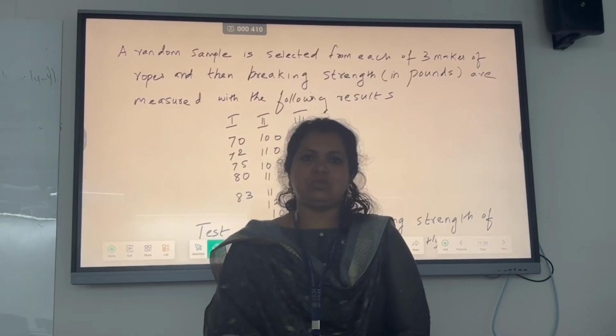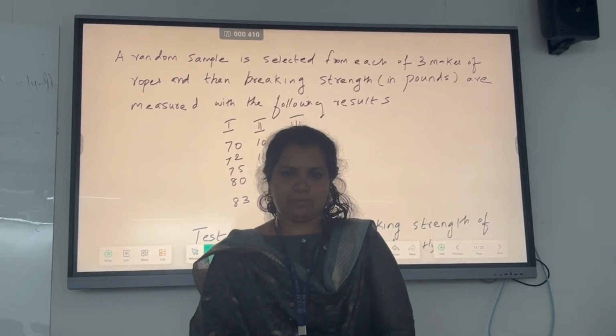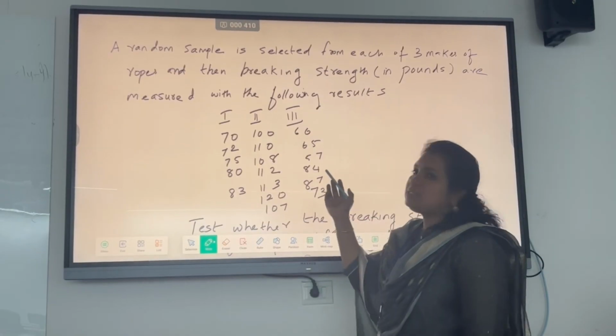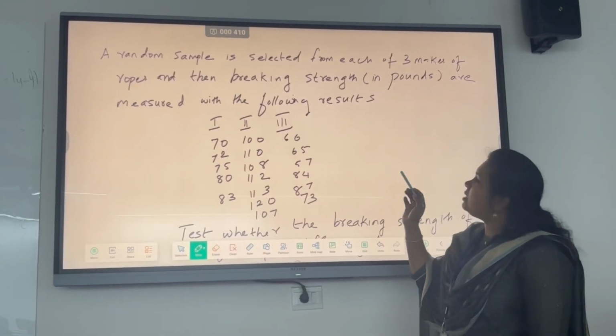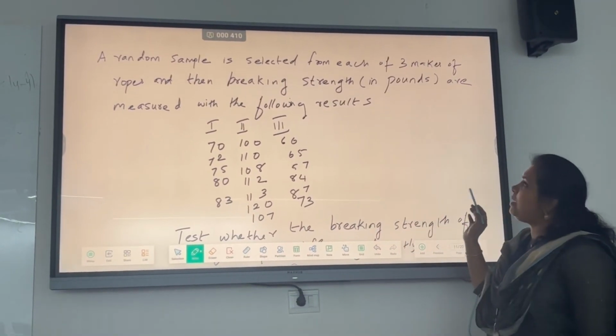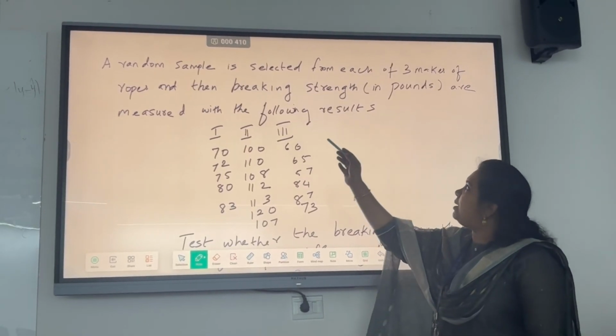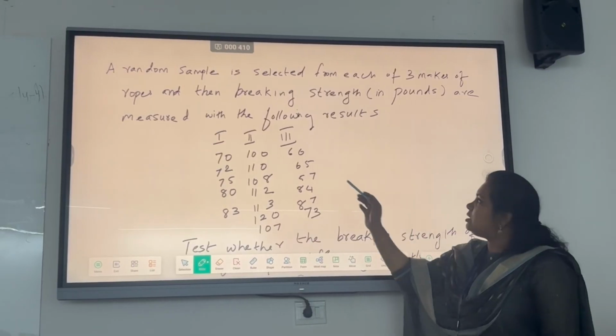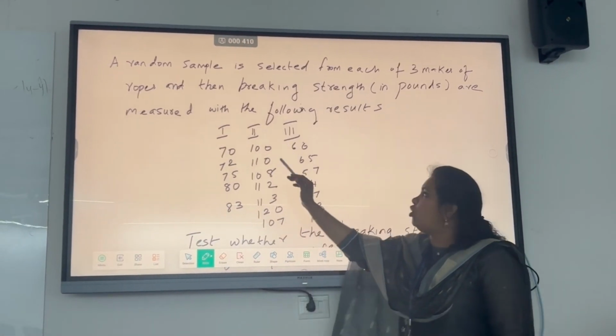Welcome to my channel. Today we are going to look at an ANOVA problem, one problem based on one-way classification. So this is the question. A random sample is selected from each of three makes of ropes and then the breaking strength in pounds is measured with the following results. So these are the three makes of ropes.